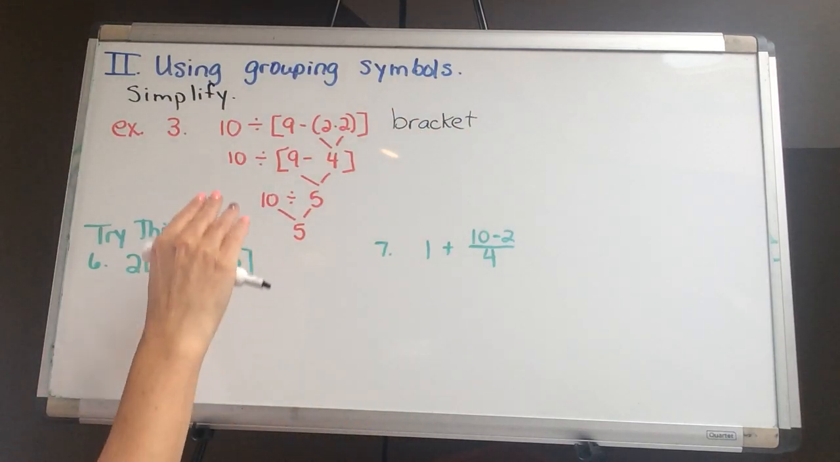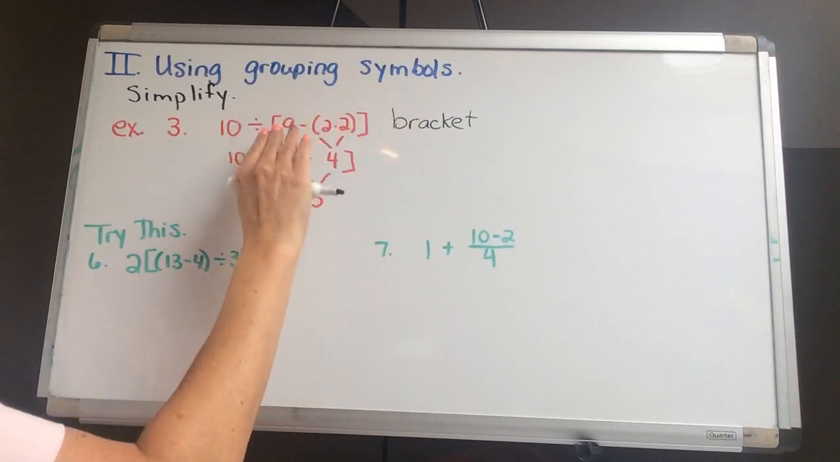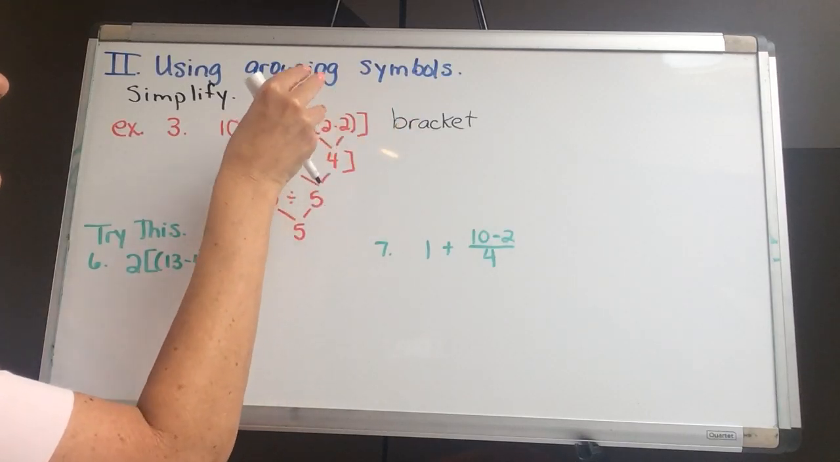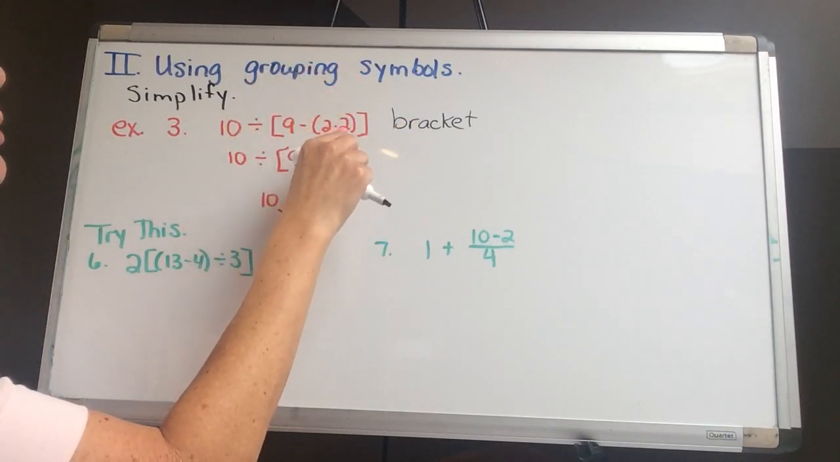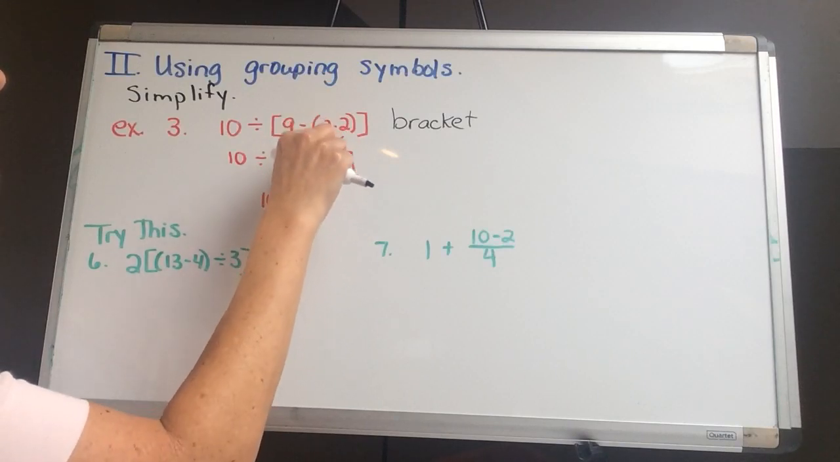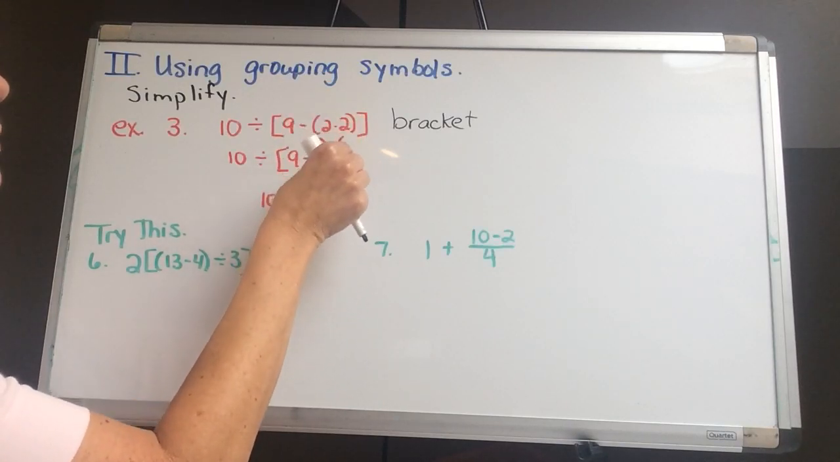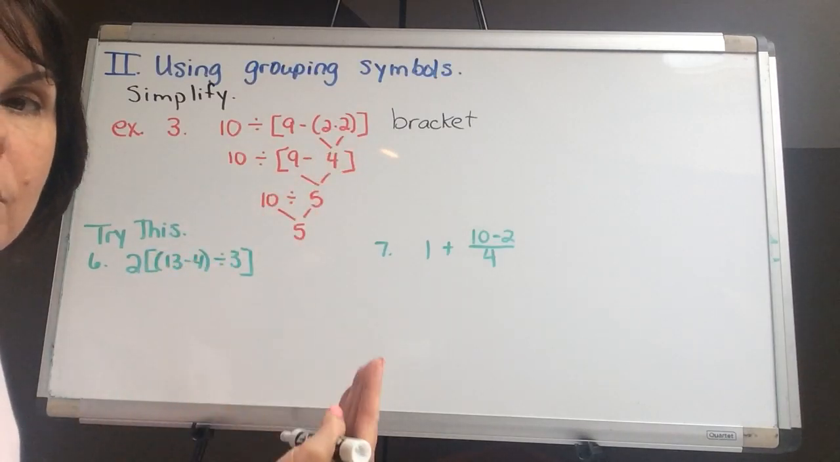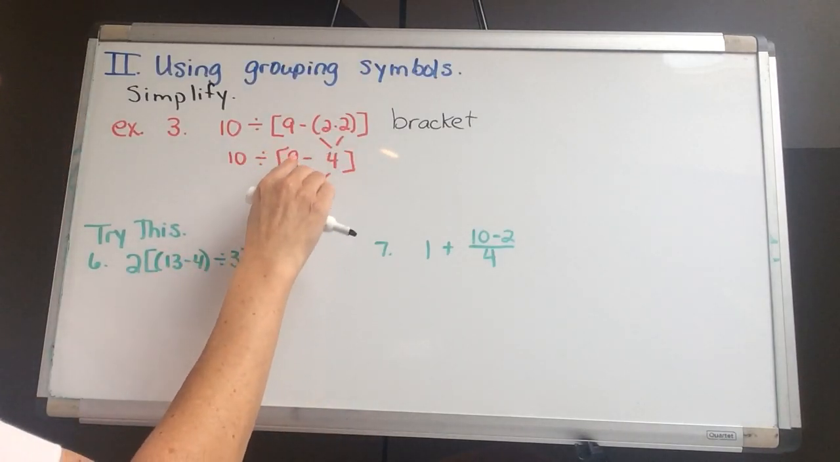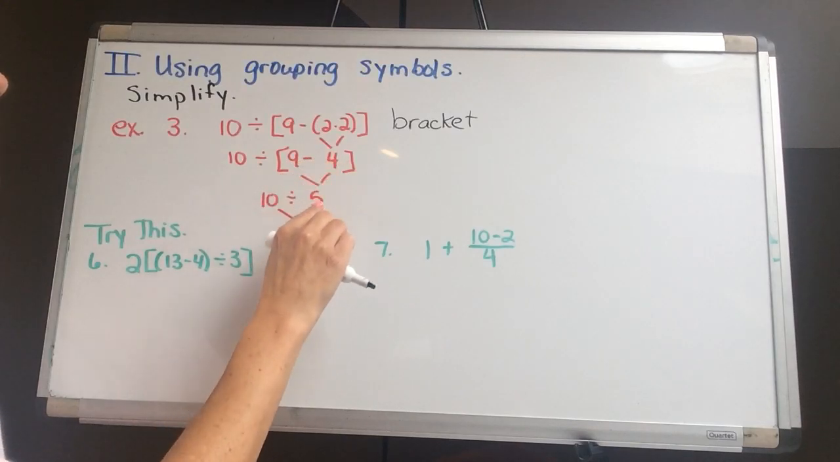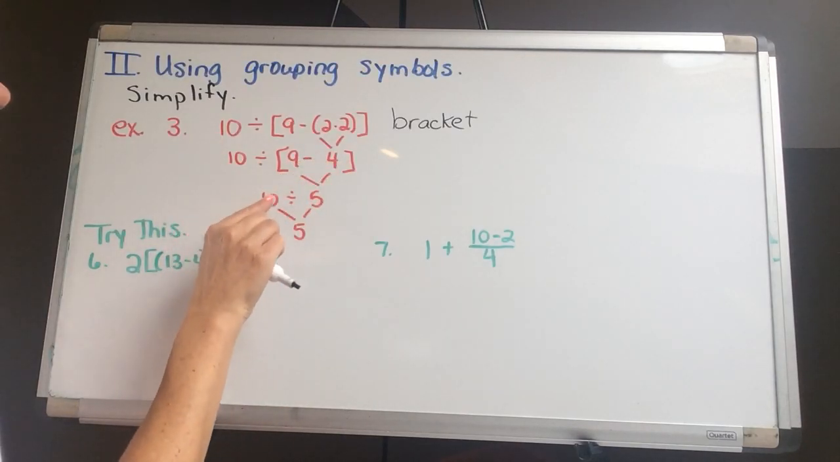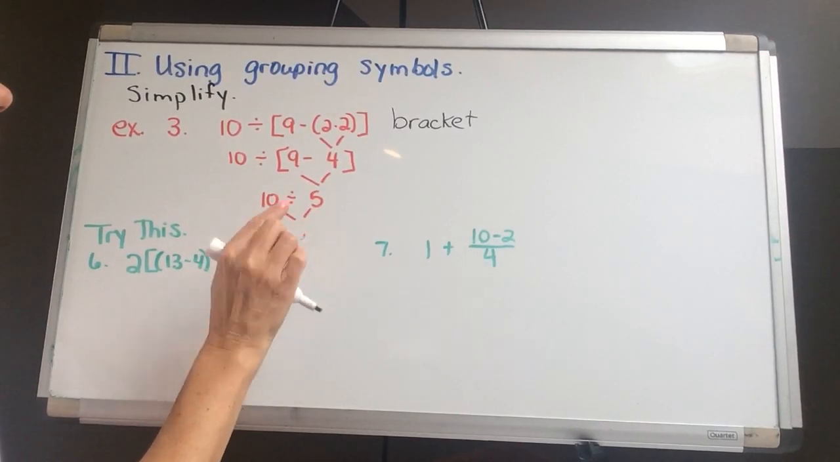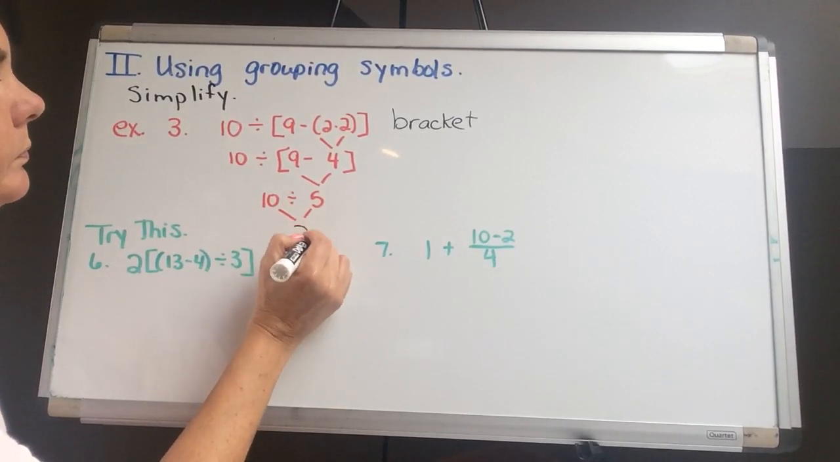So let's take a look here. 10 divided. Okay, we're going to work inside this first, and you work from the inside out. So 2 times 2 is 4. Now you've eliminated this, and you bring this down. Keep the bracket there. Now you're going to treat it like a parenthesis. 9 minus 4 is 5. Bring down the rest. 10 divided by, whoops, that's not 5, that's 2.